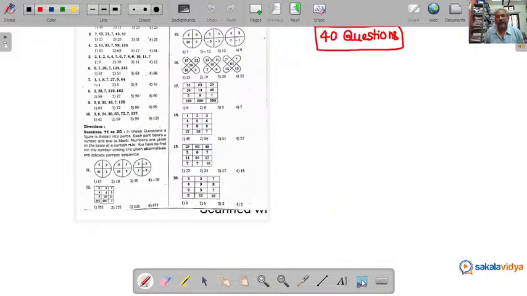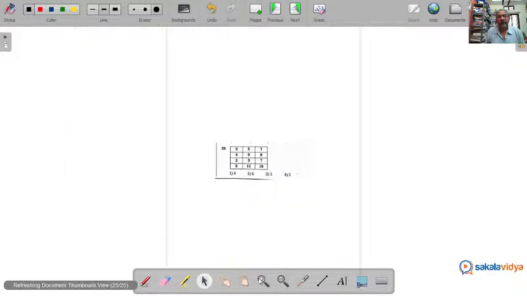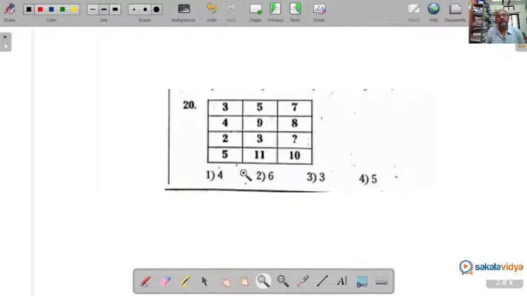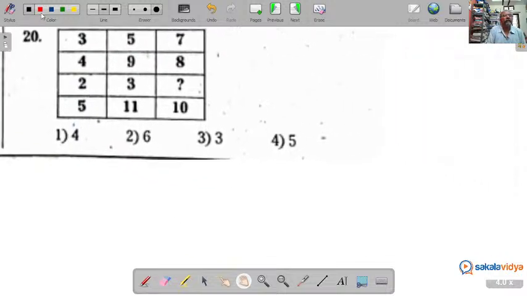Now the 20th question. This is the 20th question. Now this is also 3, 5, 7, 4, 9, 8, 2, 3, question mark, 5, 11, 10. Any pattern is there that we need to observe, right?